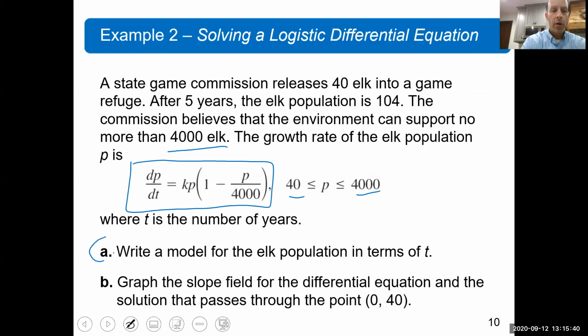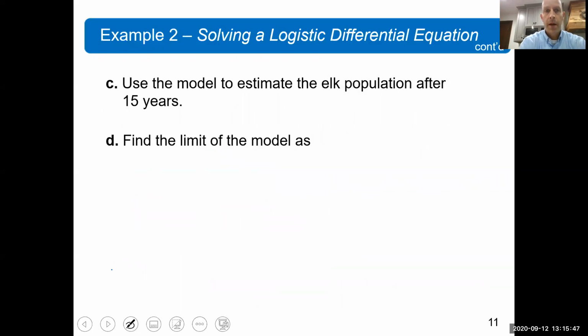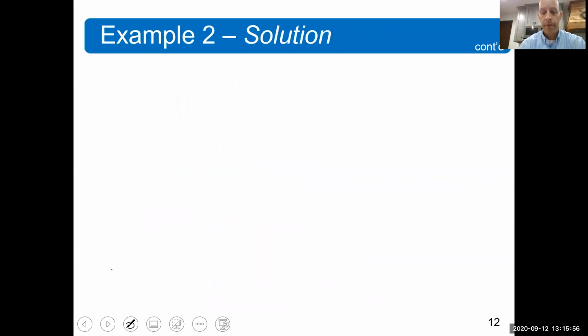So question A is: write the model for the elk population. That's where we'll spend most of our time. Then we'll graph it. Then we'll use the model to predict the population after 15 years. And finally, we'll find the limit of the model as t goes to infinity. So let's go ahead and do A. Let's find the model. Remember our general solution is y equals L over 1 plus b e to the negative kt.